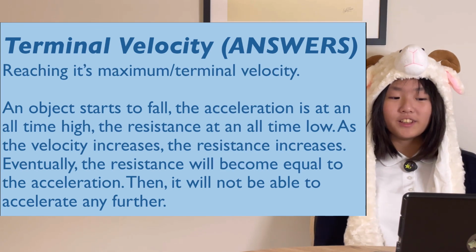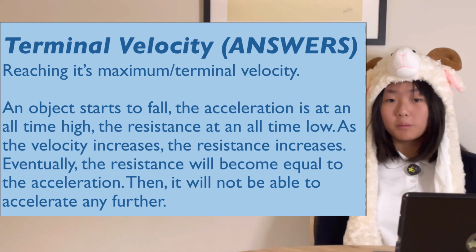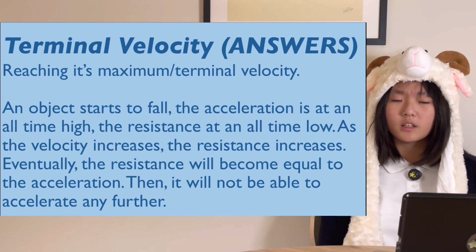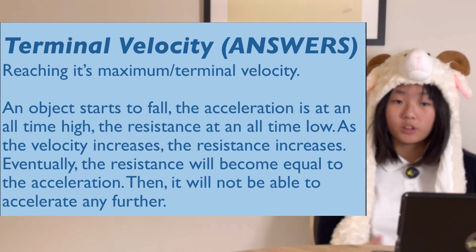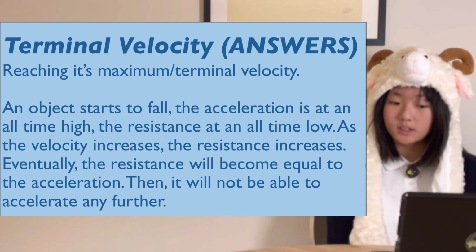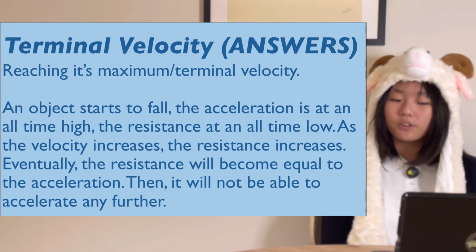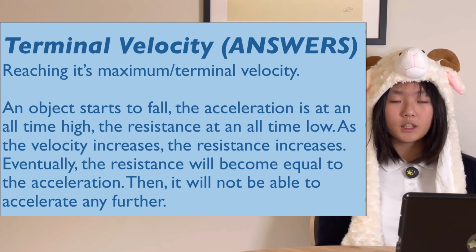The answers are reaching its maximal or terminal velocity. An object starts to fall. The acceleration is at an all-time high, the resistance at an all-time low. As the velocity increases, the resistance increases. Eventually, the resistance will become equal to the acceleration. Then, it won't be able to accelerate any further.